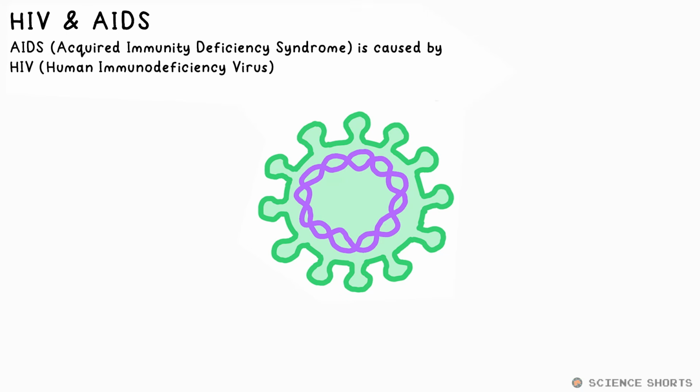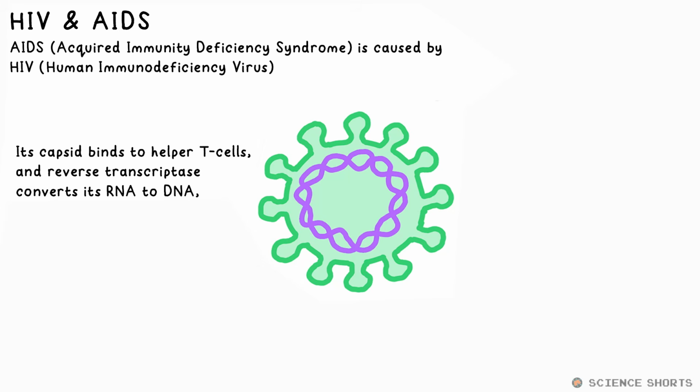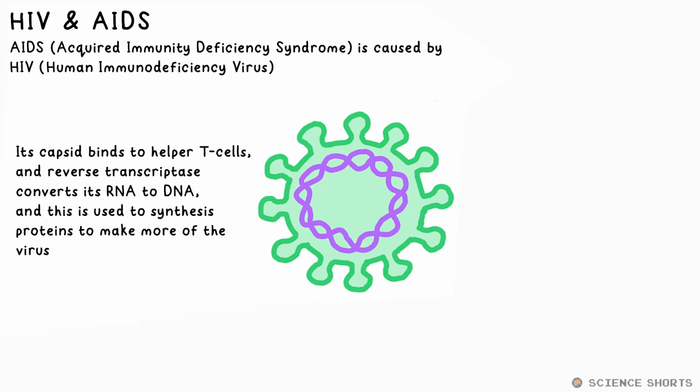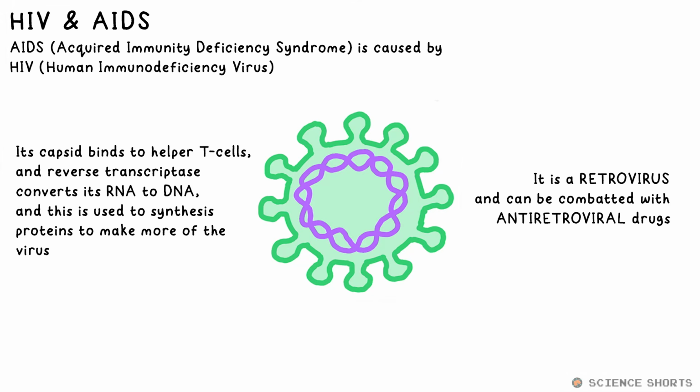AIDS stands for Acquired Immune Deficiency Syndrome, caused by the virus HIV, Human Immunodeficiency Virus. The virus's capsid bonds to and fuses to T helper cells, and its reverse transcriptase converts RNA to DNA that enters the nucleus. The cell thinks this is legit, and it starts using this sequence for synthesizing the proteins needed for more HIV. It's therefore called a retrovirus, and so therefore antiretroviral drugs are used to combat it.